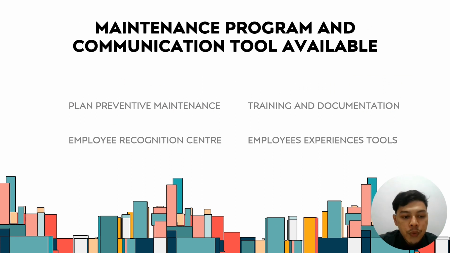To ensure smooth operation, minimize downtime, and advertise collaboration, a 3D printing company needs to implement a maintenance program and utilize effective communication tools. There are four maintenance programs and communication tools available. The first one is planned preventive maintenance. Second is employee recognition center. Third is training and documentation. The last is employee experience tool.